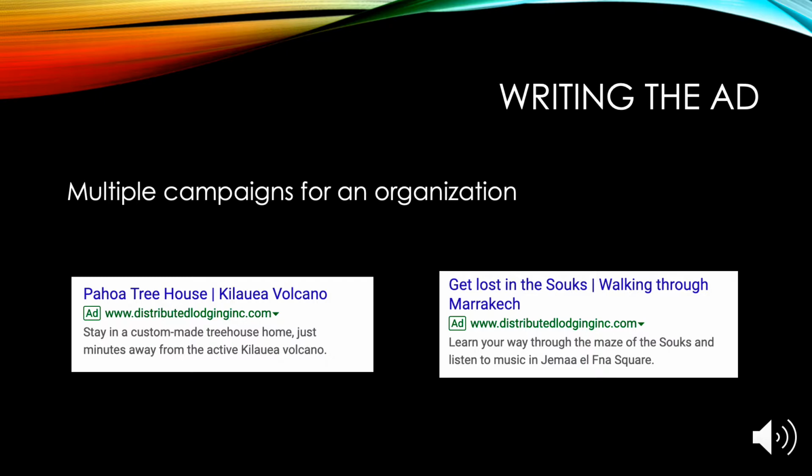Displayed are two ads for Distributed Lodging Inc., one for Hawaii and the other for Morocco. Both ads direct the client to different landing pages that include information about their preferred location. The search engine marketing professional can use their own ad language or receive suggestions from Google. Established companies may have their preferred wording or their own style of advertising, but new companies can rely on the extensive Google network for ideas on their marketing strategy.